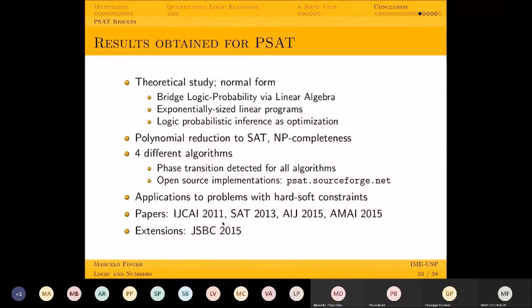We had a paper in IJCAI 2011, SAT 2013. We have an AI journal paper based on measuring the degrees of inconsistency, and we also have a paper comparing several approaches in the Annals of Mathematics and Artificial Intelligence. We have extensions of this logic in the Brazilian Journal of Computer Science. That's just for the probabilistic set.